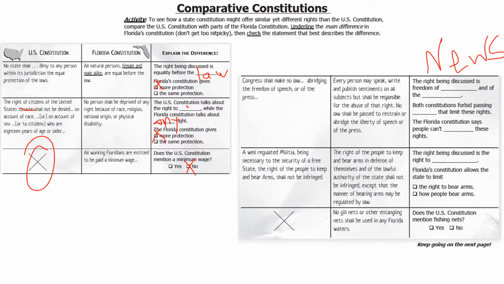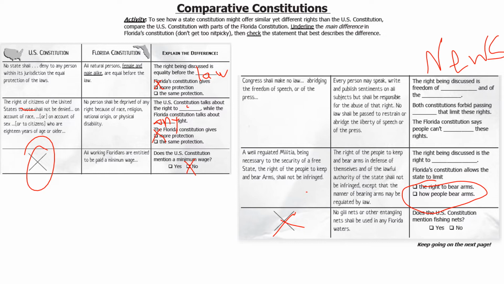Here we go again, from the United States Constitution: a well-regulated militia being necessary to the security of a free state, the right of the people to keep and bear arms shall not be infringed. And then we go to Florida. The right of the people to keep and bear arms in defense of themselves and of the lawful authority of the state shall not be infringed, except that the manner of bearing arms may be regulated by law. So, the right being discussed is the right to what? The right to, and it's in there several times. Florida's Constitution allows the state to limit which one of these two things? I see another big X here.